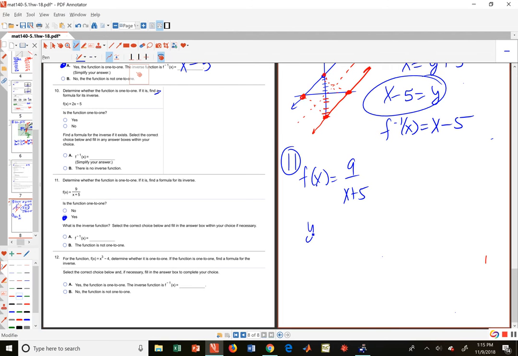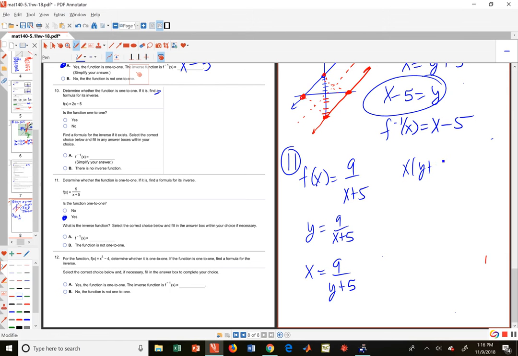Okay, so remember this. The technique is you introduce a y for the f of x. You replace f of x with the y variable. And then you switch places. All right, now that's not a normal operation. This is the inverse operation. You switch the inputs and outputs. So you switch places, and then you solve for the new y.